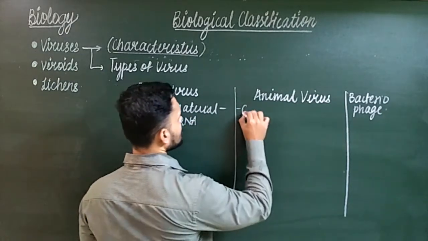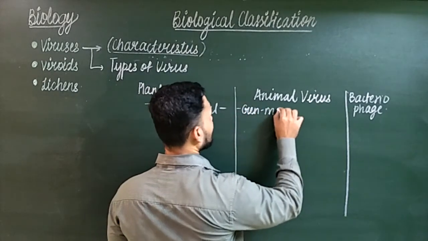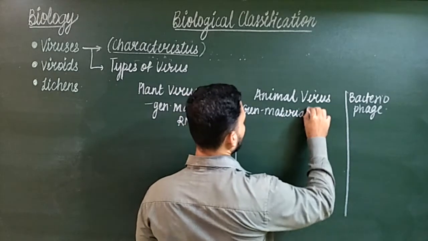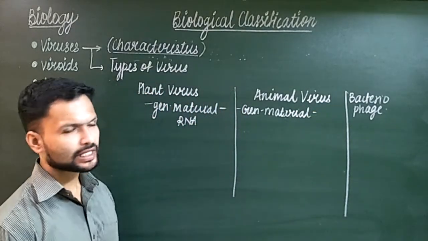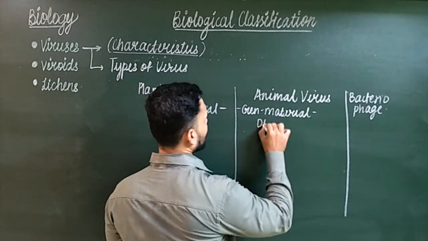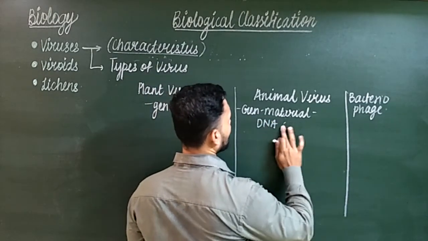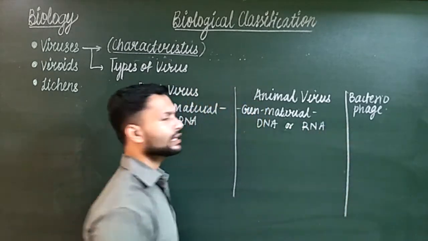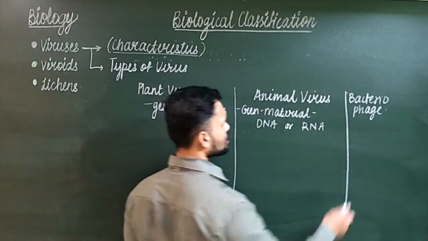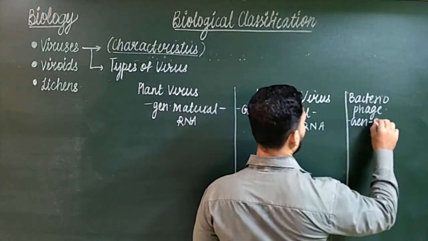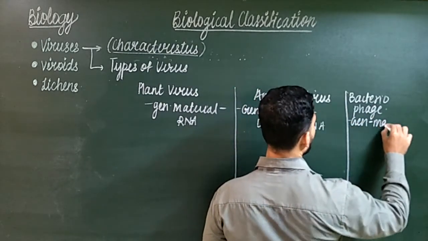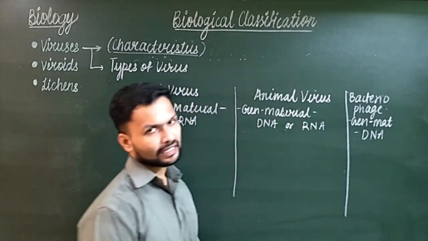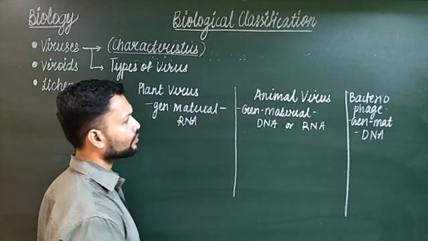In animal viruses the genetic material can be either one: some viruses contain DNA, and some, like HIV, have RNA. So we can find viruses with both DNA and RNA which infect animals. Okay, whereas strictly in the case of bacteriophages, which infect bacteria, they are strictly DNA. Okay, they consist of only DNA viruses.